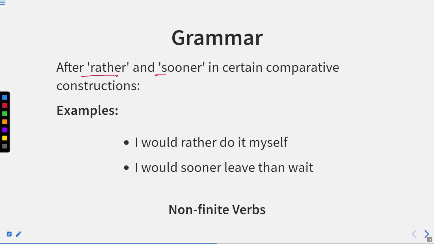Now, after the words rather and sooner, in certain comparative constructions, of course, we do not write to. I would rather do it myself. I would sooner leave than wait. So, with these terms as well, we will not add to, and we will use bare infinitives.